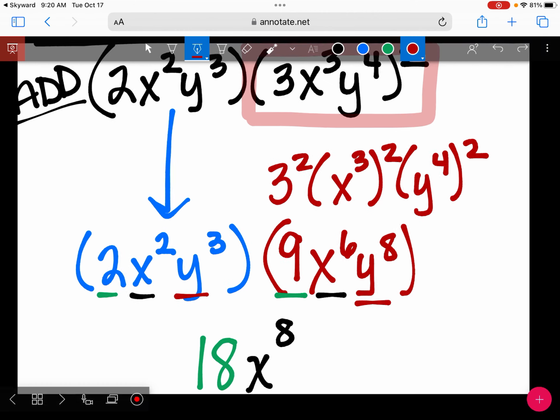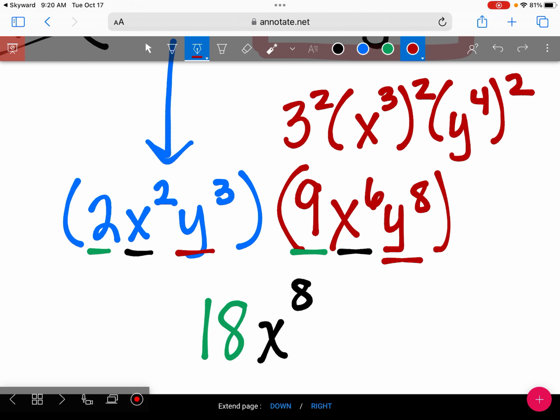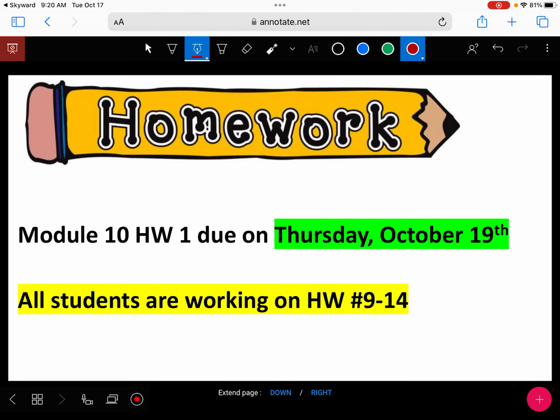So the reason why I wanted to go through this is because if you look at your homework, go ahead and take out your homework. Homework 1. If you look at numbers 5 or 6, 7, and 8, you have to do your exponent law first and then do the product law. So that's actually the end of today's lesson.